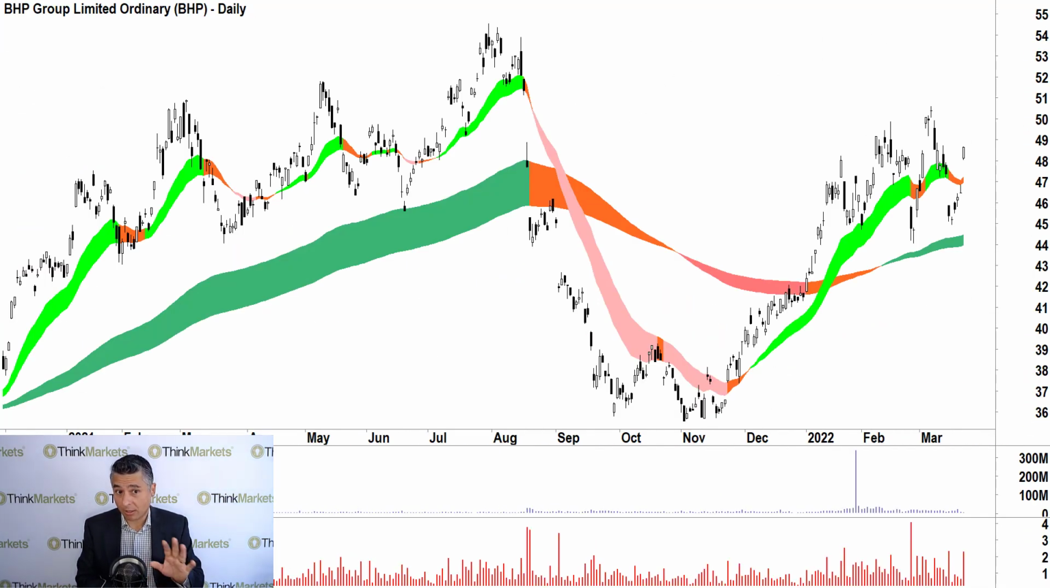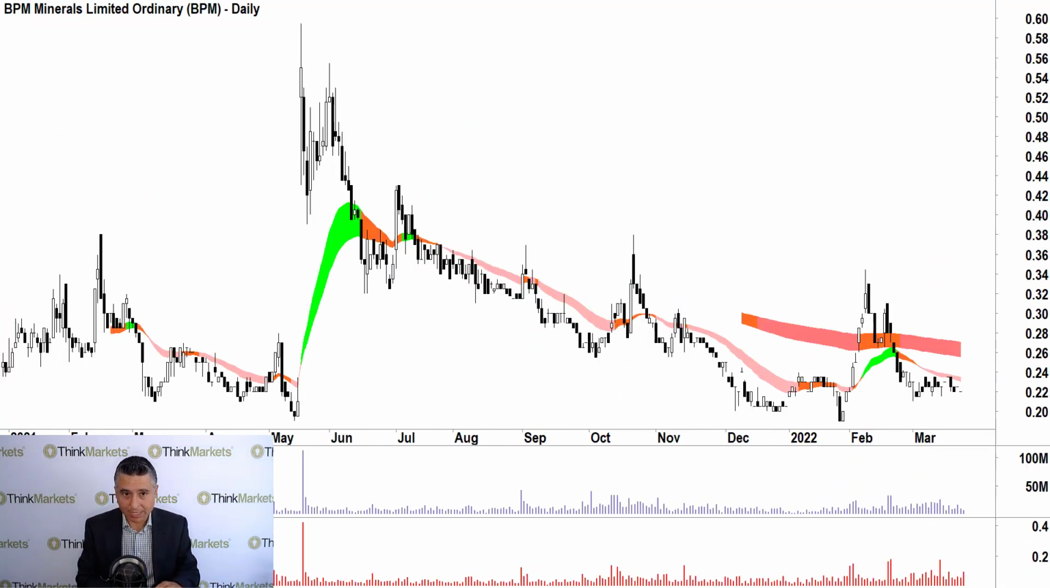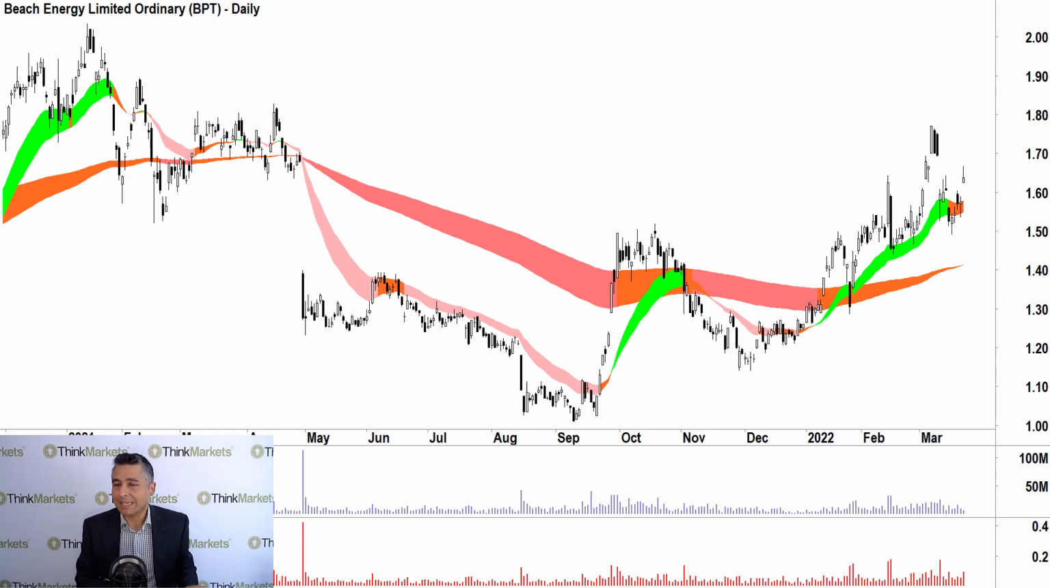BHP looks great. I actually would probably buy that one. I think that's much better than Fortescue. Happy with Woodside, happy to buy that one. Still looks good, I've been saying that for a while. And Beach Petroleum is disappointing.